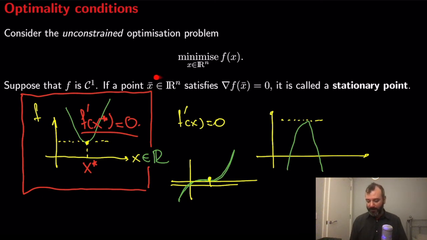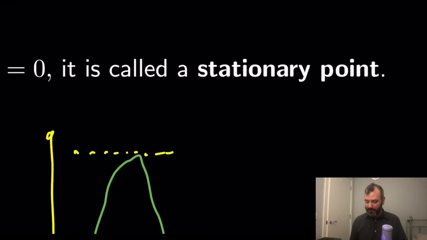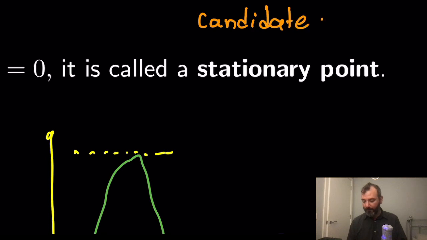If a point x bar, like this one, x star in this case, satisfies this condition, then it is called a stationary point. When you hear the phrase stationary point, I want you to think that this is a possible, perhaps think of it as a candidate minimizer.